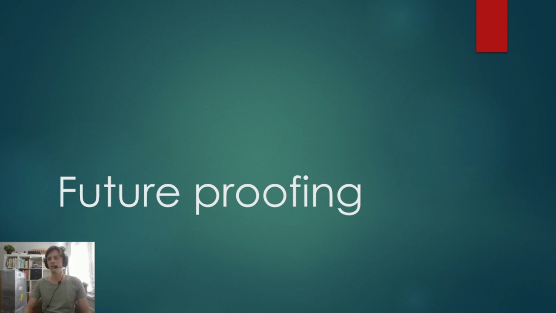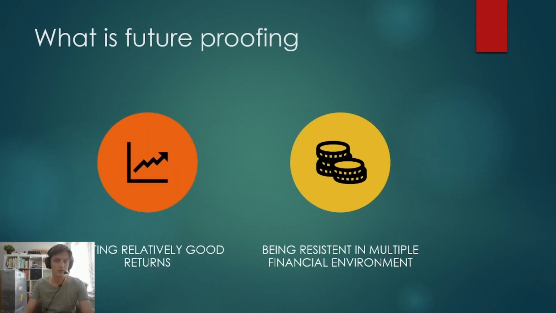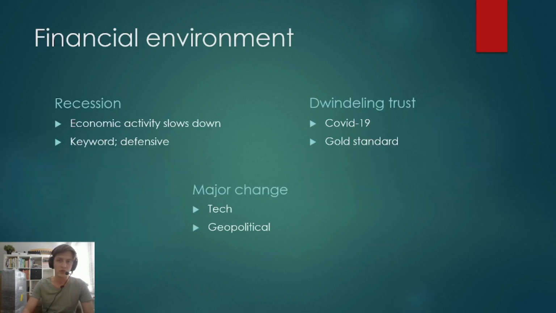Future proofing of the portfolio in question from the thesis. Let's begin. Getting relatively good returns while also being resistant in multiple financial environments. That's the definition of future proofing that is used in the thesis and the whole mindset that was used in future proofing. What is in financial environments? Well, I've broken the financial environments down into three categories: a recession, dwindling trust, and major change.